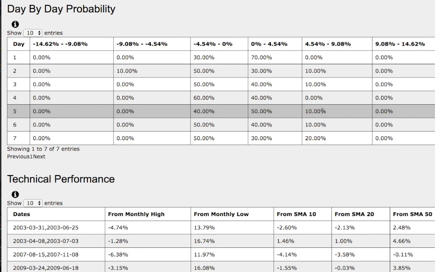And for QQQ, it has a 10% chance to climb between 4.5% to 9%, and to the downside, a 40% chance for it to fall between 0 to negative 4.5%. These models are available in the link below, so do check it out.